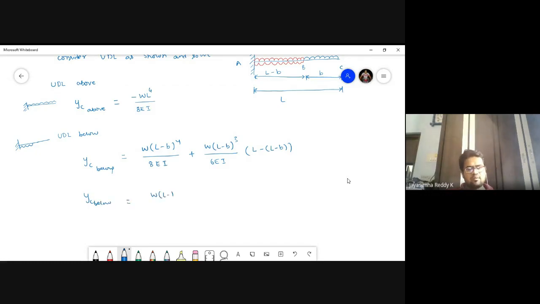W into L minus B whole power 4 by 8 EI plus W into L minus B whole cube by 6 EI into, here I would like to cancel off L. If we cancel L, it becomes L minus L plus B, so B remains, just multiplied by B. So this is YC below.